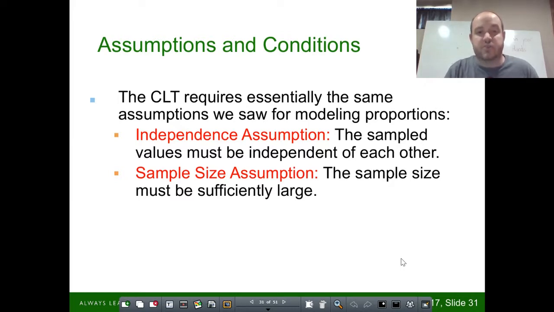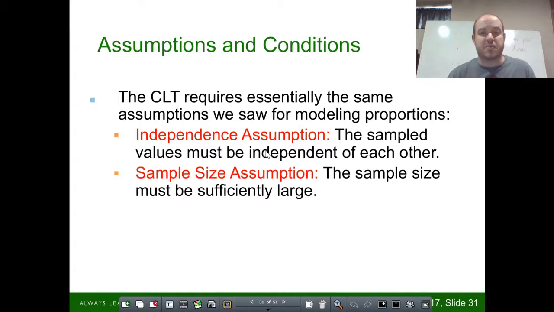There's two major times it works. We already went through these with proportion, and you're going to notice that it's essentially the same. But if you remember, some of our conditions when we were doing it with proportions involved the use of p and q, like p times n and q times n both need to be bigger than 10. So we won't be able to have those for conditions anymore. We will have some new ones that will replace those. But essentially, we're going for the same thing here. We want to make sure that the independence assumption is met and that the sample size assumption is met.